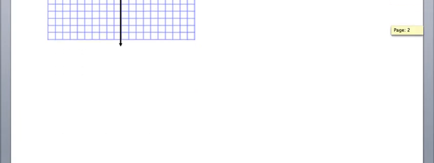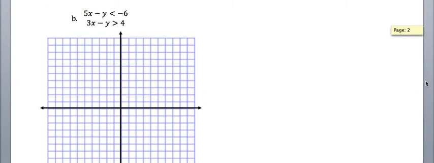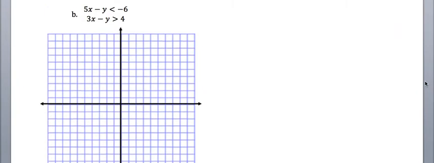Okay. Here's what I want you to do. Try both of these next two. Again, you're graphing it as if it were an equal sign, and then you just need to shade one half of the graph. The way you figure out which half to shade is by using a test point. So do both of these, pause, and then come back.